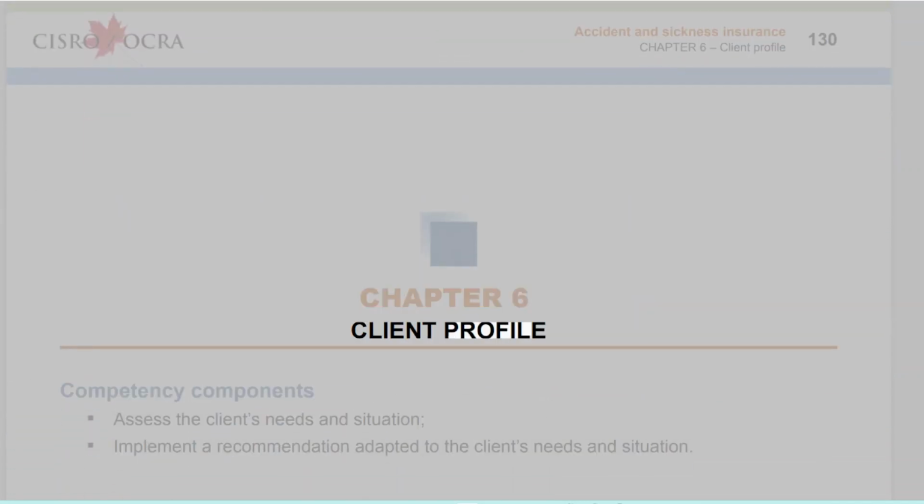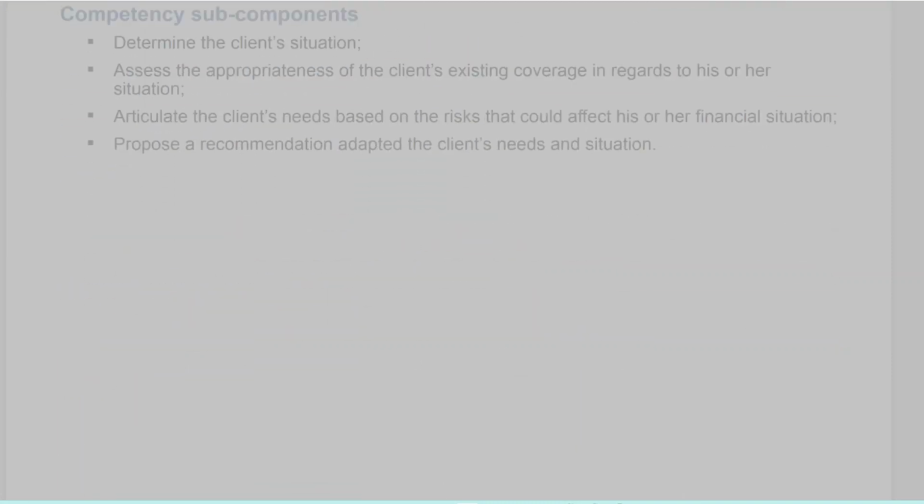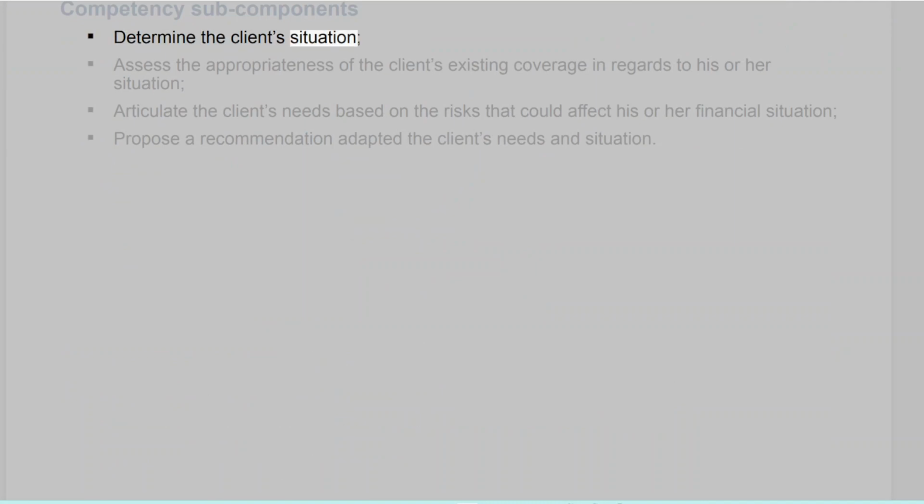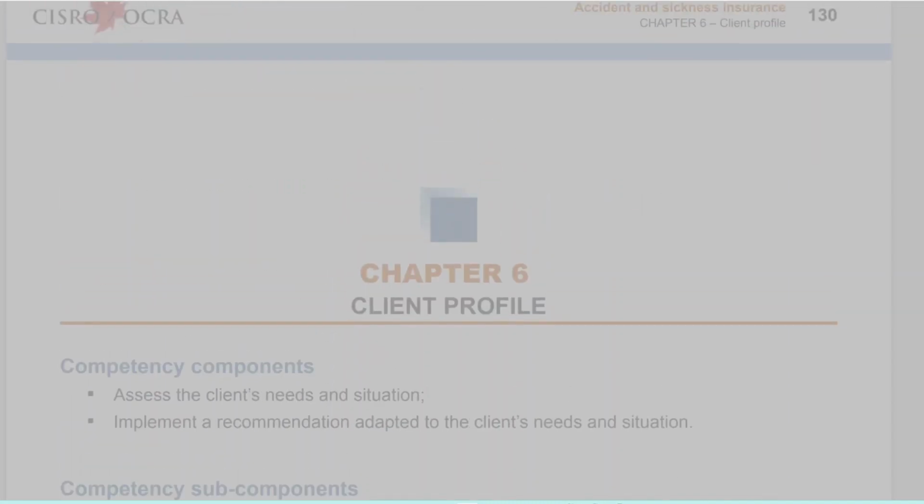Chapter 6, Client Profile. Competency components: assess the client's needs and situation; implement a recommendation adapted to the client's needs and situation. Competency subcomponents: determine the client's situation; assess the appropriateness of the client's existing coverage in regards to his or her situation; articulate the client's needs based on the risks that could affect his or her financial situation; propose a recommendation adapted to the client's needs and situation. Accident and sickness insurance. Chapter 6, Client Profile 130.